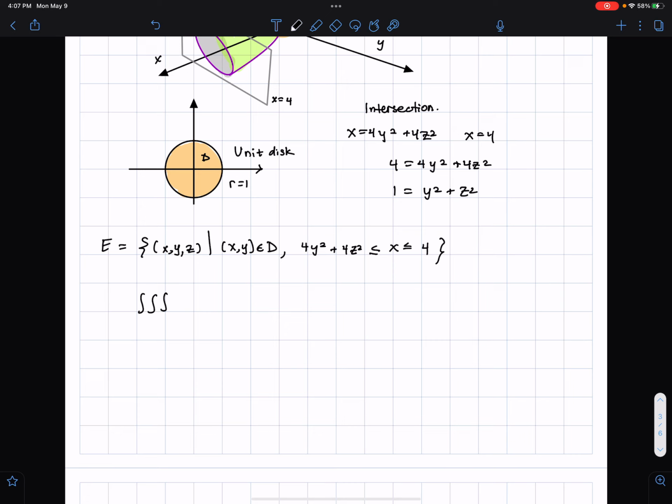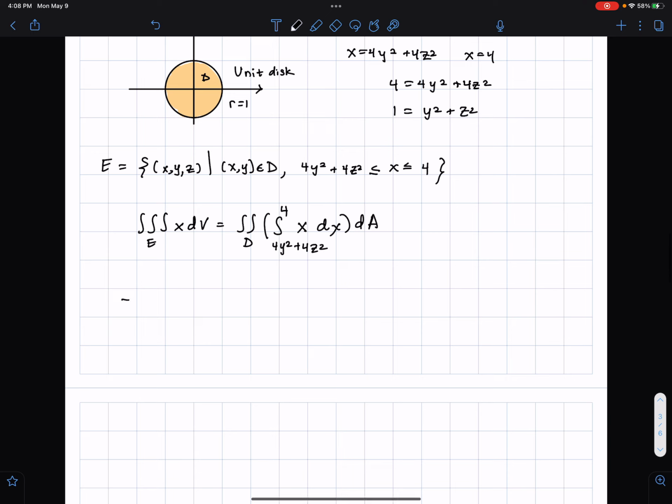So I have the integral of x dV over E. So this is the integral over D of the integral over x of x dx, all of that dA. Okay, and this is wrong right there. I was almost getting there, but okay, so we're going to integrate x dx, and the bottom bound is shown as 4y squared plus 4z squared, and the top bound is 4.